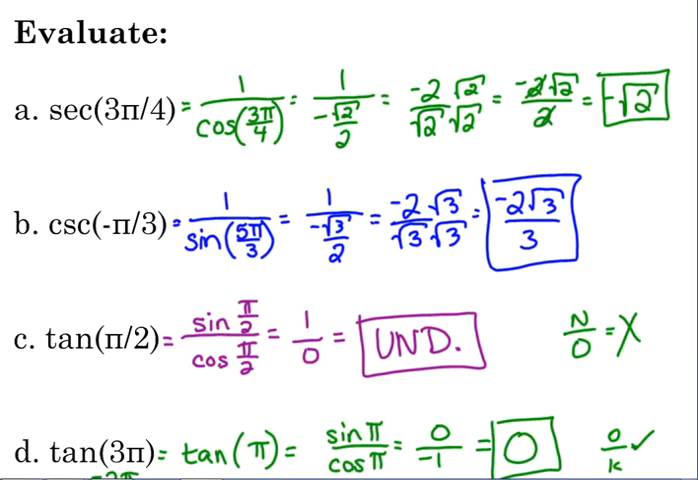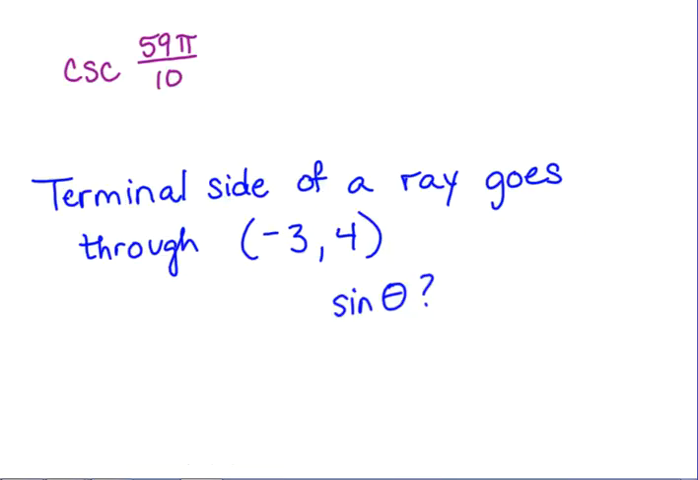Okay, 2 more talking points that I want to do here. If they ask you about the cosecant of 59 pi over 10, I think you may run into one like that on the 10 marks. Is 59 pi over 10 going to be on our unit circle? No, because none of our denominators are 10. The only things on our unit circle have a denominator of 6, 4, 3, or 2.